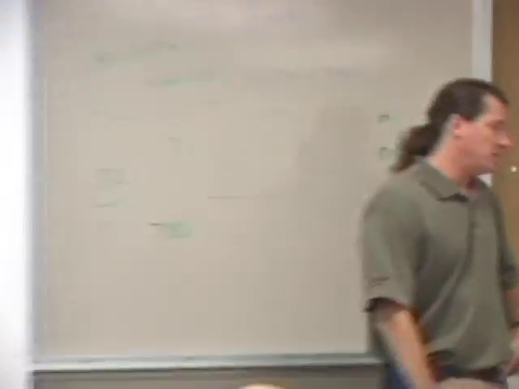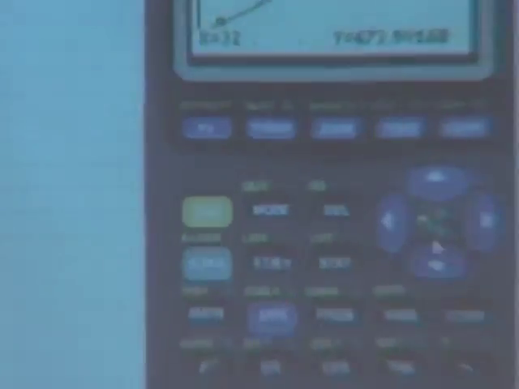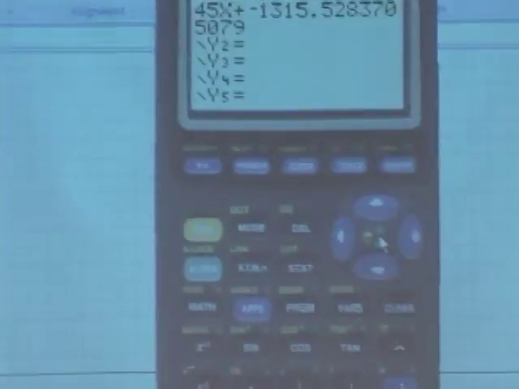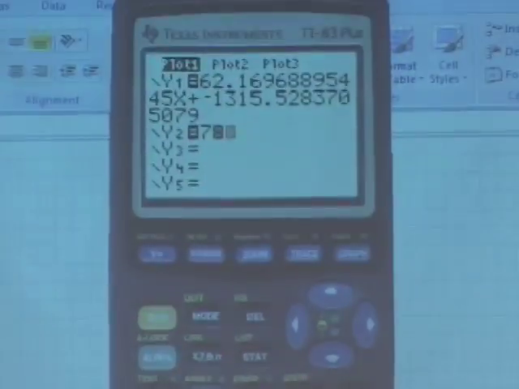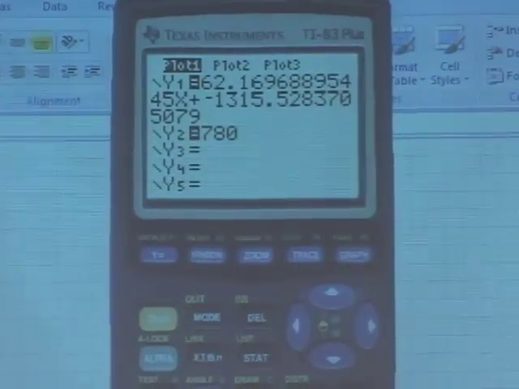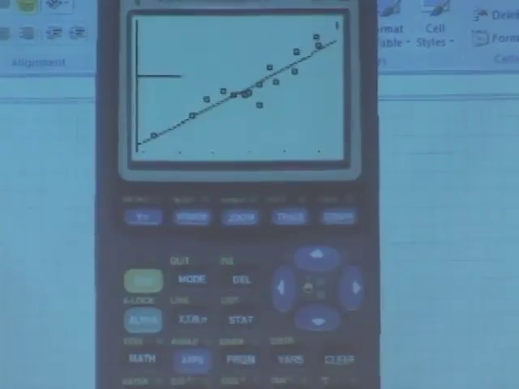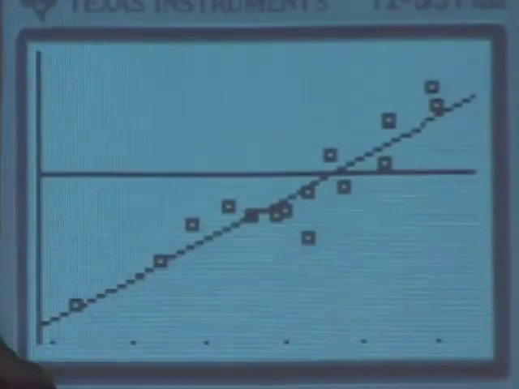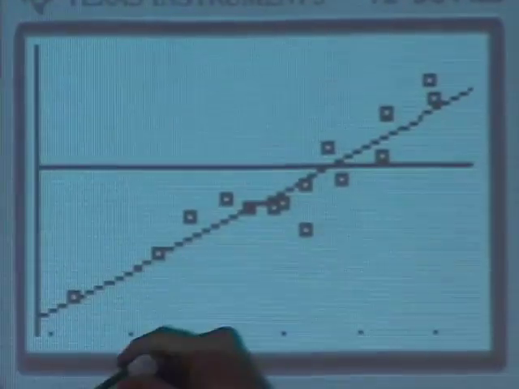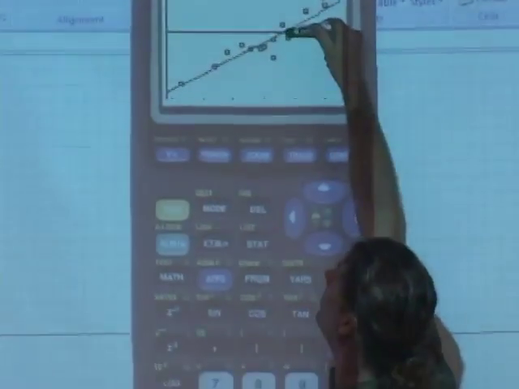What we have to do this time is you go to y equals, you go down to y2, and put in the number 780. And then hit graph, and you'll see that line represents where 780 runs are scored. And we would want to find out where that intersects with our particular model, which is right here.